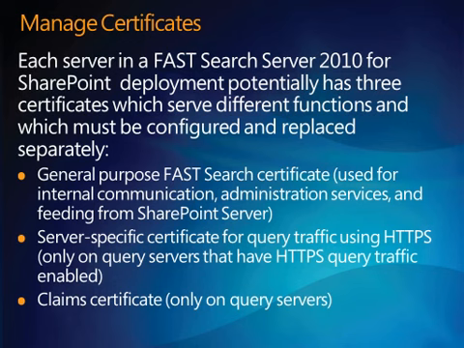The three certificates serve different functions, which must be configured and replaced separately when needed. The General Purpose Fast Search Certificate is used for internal communication, administration services, and feeding from SharePoint Server. The Server-Specific Certificate for query traffic using HTTPS is only used on query servers that have HTTPS query traffic enabled, and the Claim Certificate is only used on query servers.